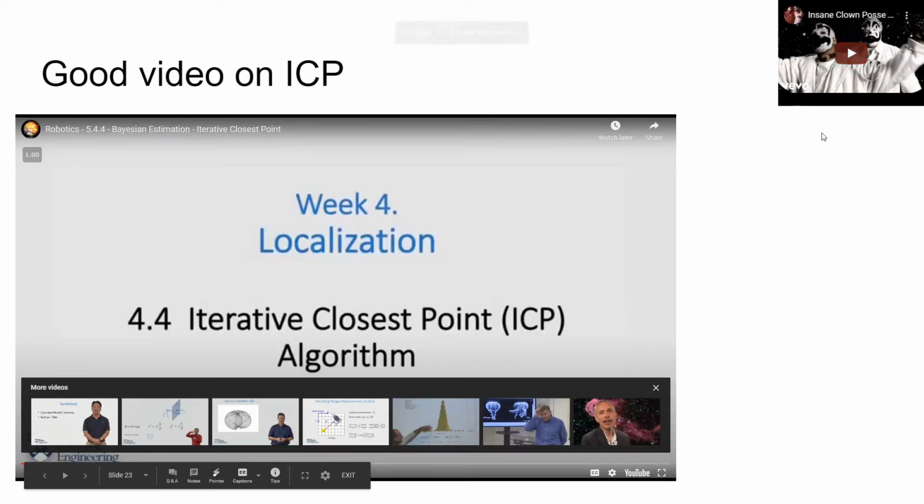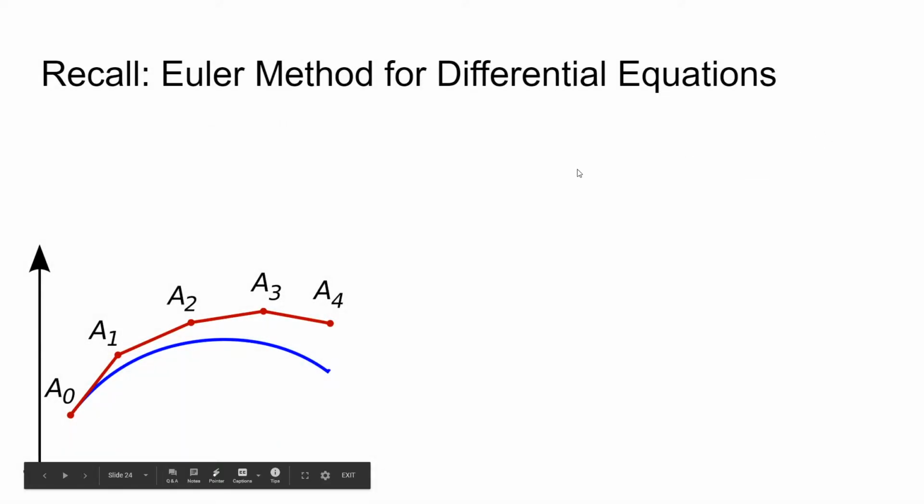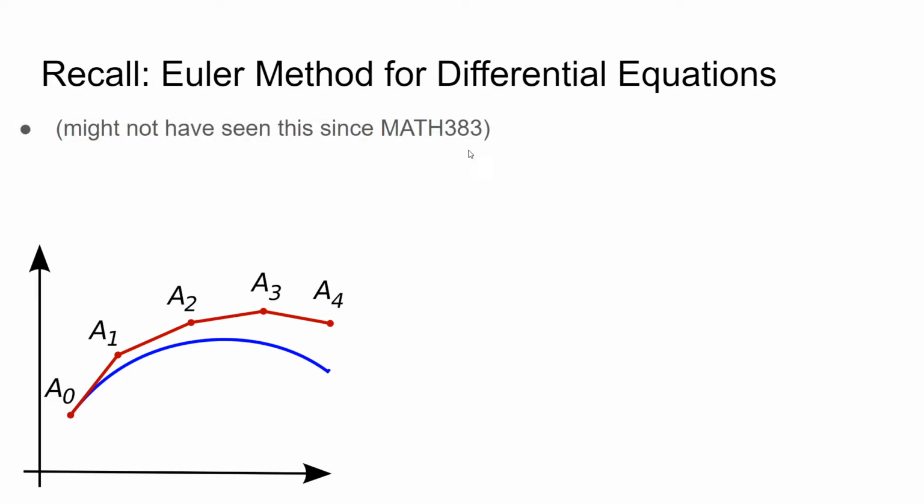Here's the other ICP, Iterative Clown Posse. Really solid videos if you want to lose brain cells.